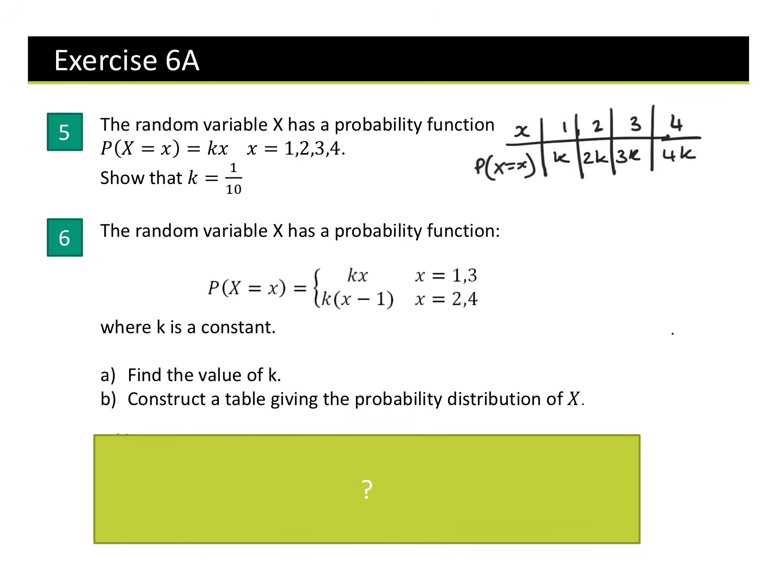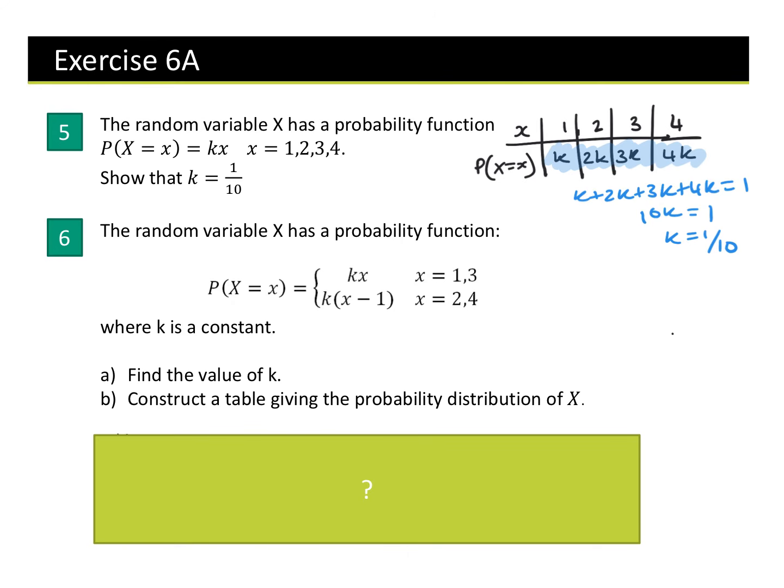And then we know, because these are the only outcomes available for this specific probability, that k plus 2k plus 3k plus 4k should add up to 1. I now have 10k. Well, I wish I had 10k. That adds up to 1. So k is in fact 1 over 10. Nice and simple.